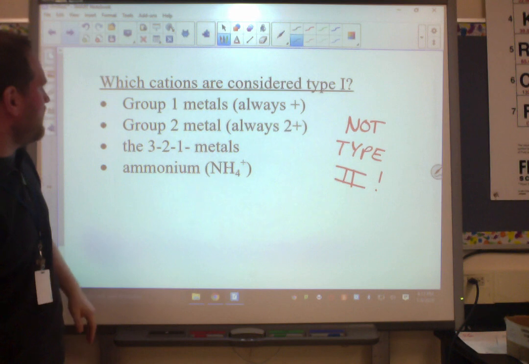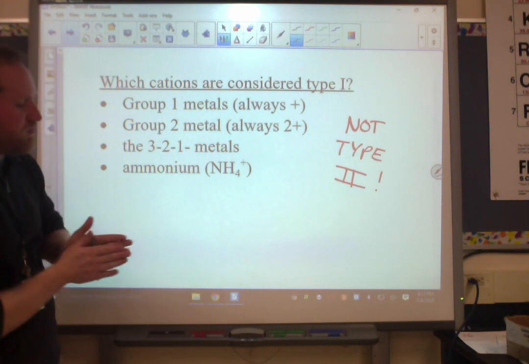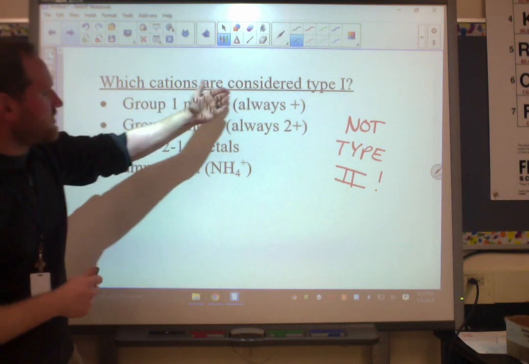Okay. Second thing I want to mention before we do some practice problems. Which cations are considered type 1?